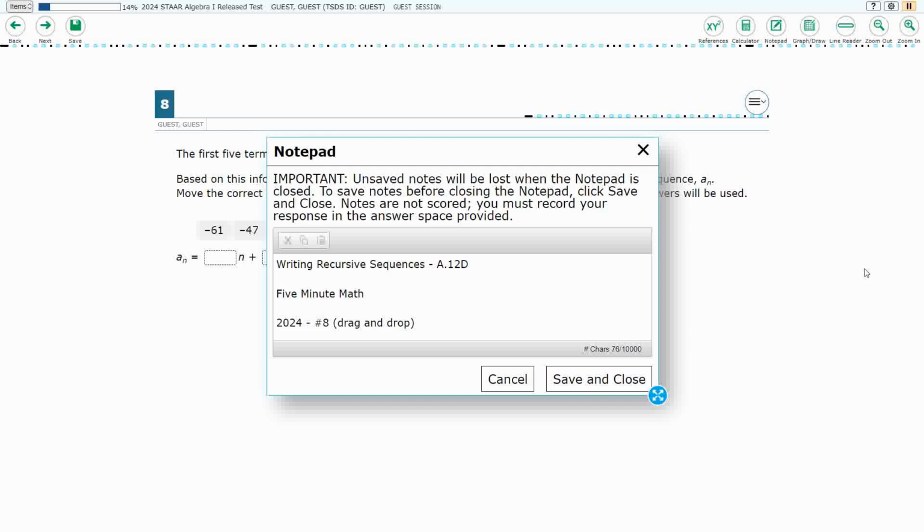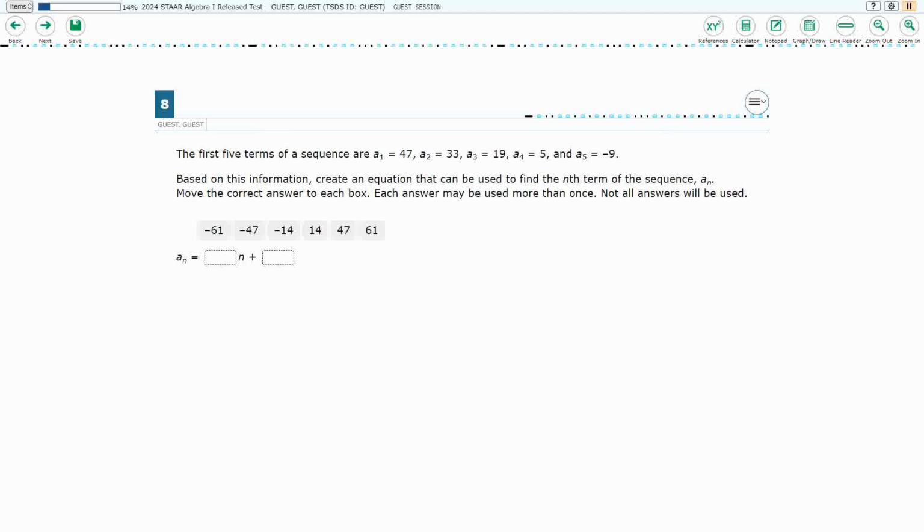Today we are looking at the Algebra 1 concept of writing recursive sequences. This is standard A.12D in the great state of Texas, and we are using item number 8 of the 2024 released STAAR test. This is a new item type called drag and drop. And if you haven't done so already, please go ahead and take a moment to pause the video, work this problem out on your own, unpause it, and we will look at our answers together.